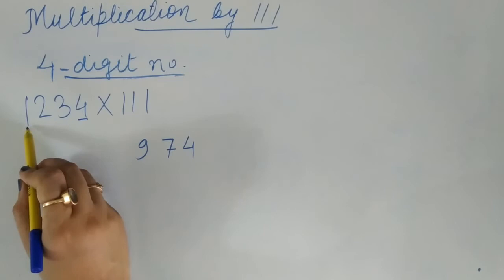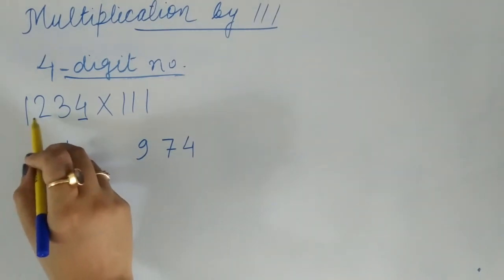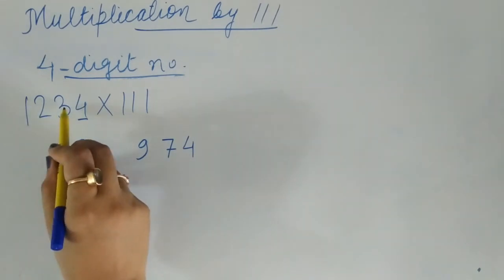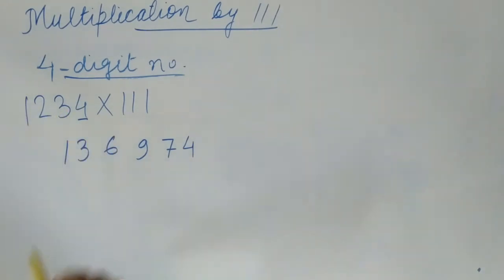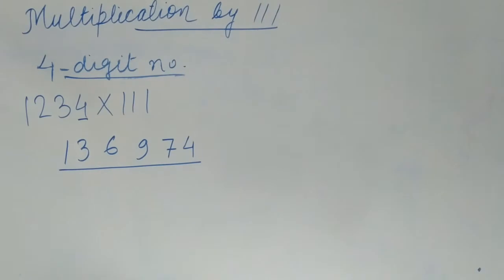Now we'll move from here, 1. So we'll write here 1. Then we'll add these 2 digits, 1 plus 2, which will give us 3. And then we'll add these 3 digits, that will give us 6. So 13694 will be the answer of 1234 multiplied by 111. It's so quick. Again, we took only 3 to 4 seconds to solve it.